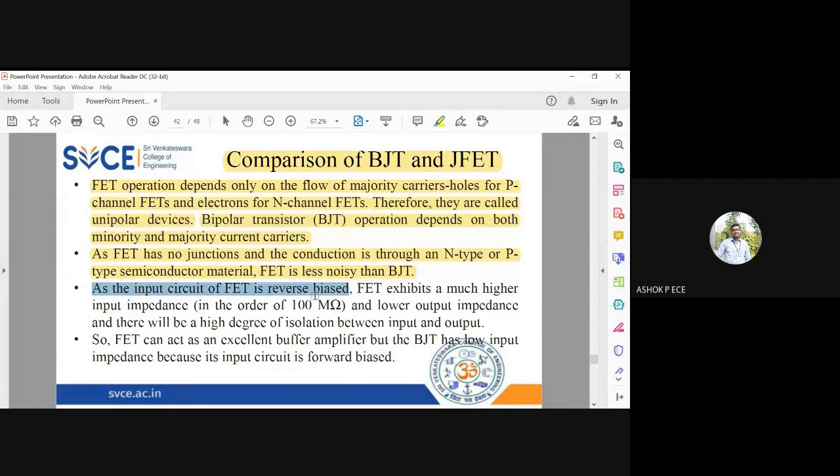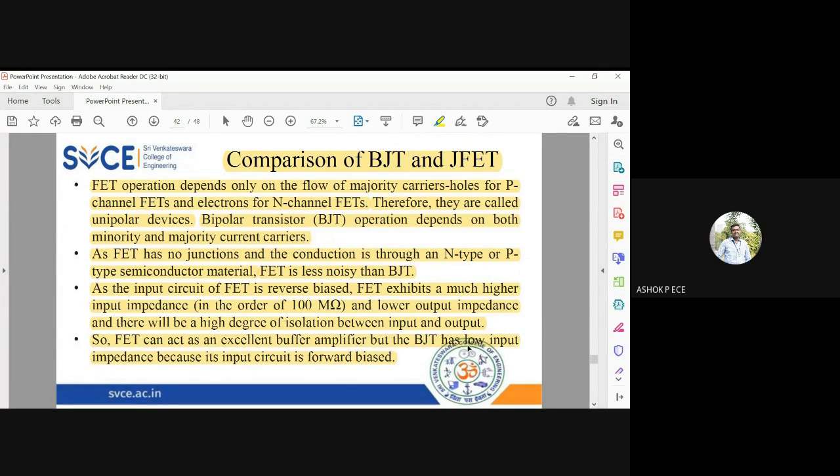And always the input side of FET is reverse biased. So the input impedance is very, very high and the output impedance is very, very low, which is a very good property for an amplifier. When you observe the characteristics, they find that input impedance is very, very high in the order of mega ohm, and the output impedance is very, very low in the order of ohms. Which is a very good characteristic for the FET to be used as an amplifier. See here, that's why FET can act as a buffer amplifier, but BJT has the reverse characteristic.